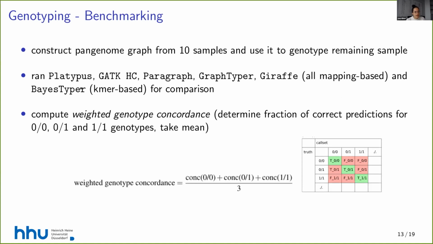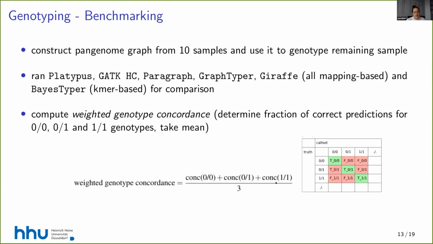And then we also ran BaseTyper, which is another k-mer-based method. And for evaluation, we use what we call weighted genotype concordance as a metric, which determines the fraction of correct predictions for all types of ground truth genotypes, and then takes the mean. So the idea is for all ground truth genotypes that are 0, 0, we check how many of these variants would be genotyped as such by the method. And the same thing also for the heterozygous and for the homozygous genotypes.